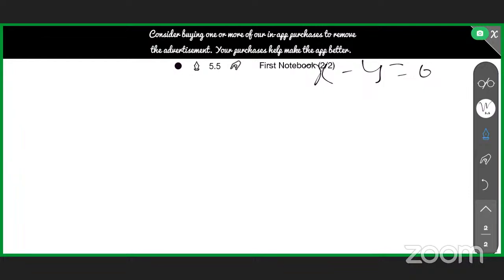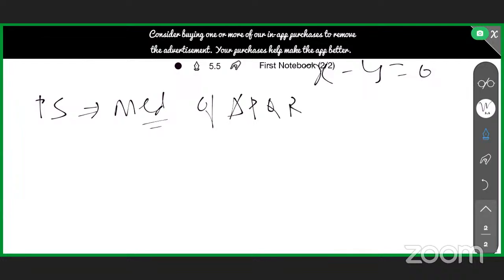Let PS be the median of a triangle. Sorry, of triangle PQR. The vertices of the triangle are P 2 comma 2, Q 6 comma minus 1, and R 7 comma 3.